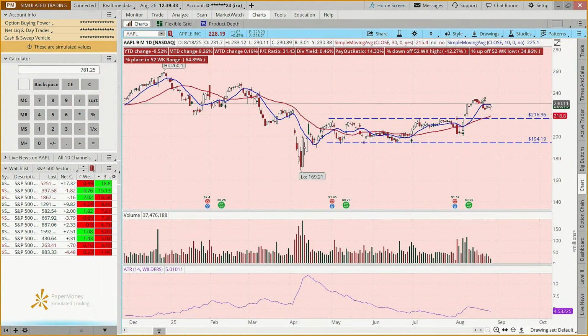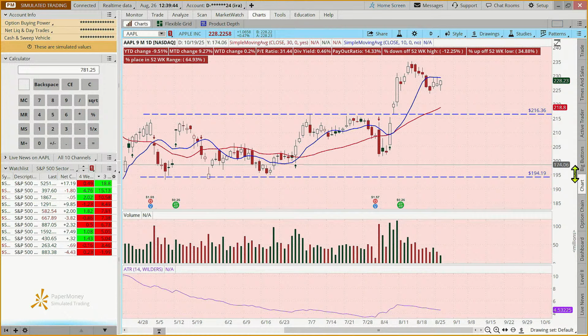So, some would call that a bull flag. And we now have a close above the high of the low day. In fact, we had that the day after this low was established.